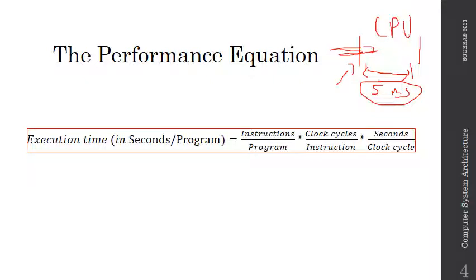So execution time, we've seen that it has 3 parts: instructions per program, clock cycles per instruction, and seconds per clock cycle. So how many instructions does my program have that I'm trying to execute on a particular architecture, and then I'm going to see how many clock cycles will be taken by the instructions, and what is the length of a clock cycle. So I can clearly see here 3 parts.